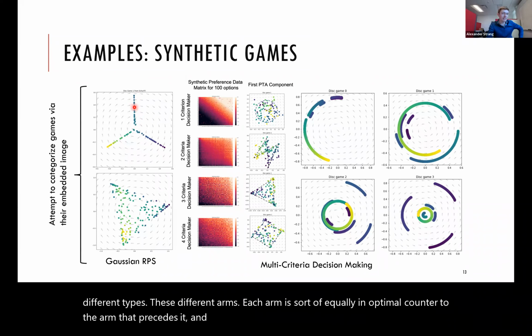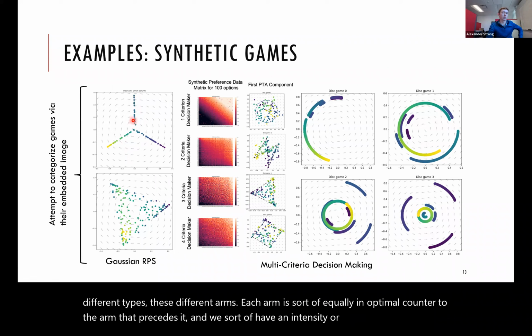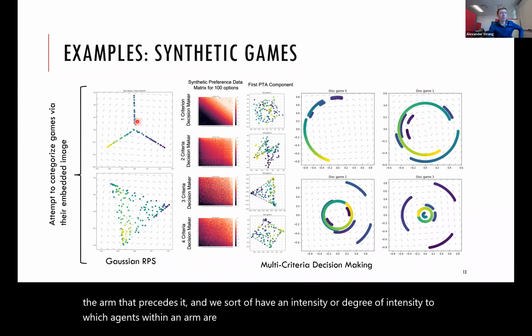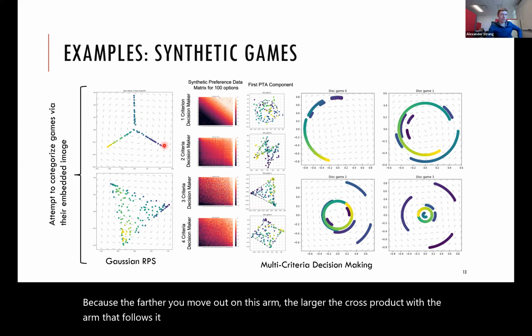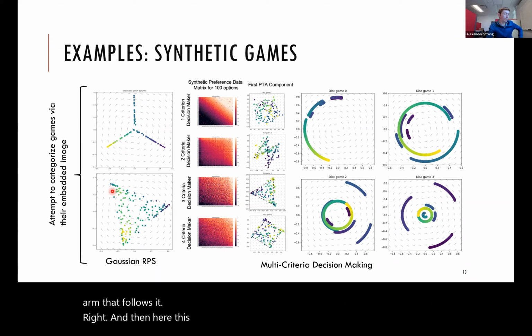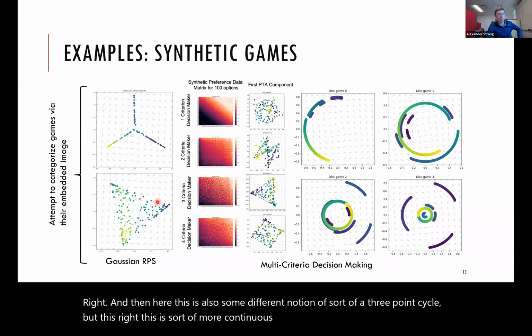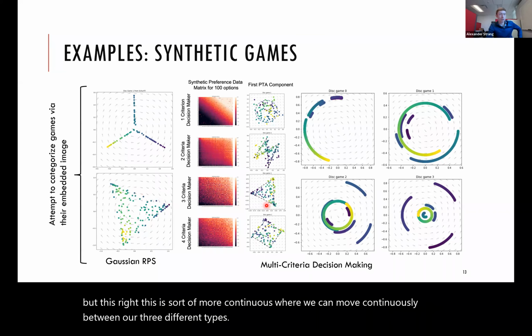Each arm is equally an optimal counter to the arm that precedes it. And we have an intensity or degree of intensity to which agents within an arm are involved in that cycle, because the farther you move out on this arm, the larger the cross product with the arm that follows it. Right? And then here, this is also some different notion of a 3-point cycle, but this is more continuous, where we can move continuously between our 3 different types. This would be different examples.